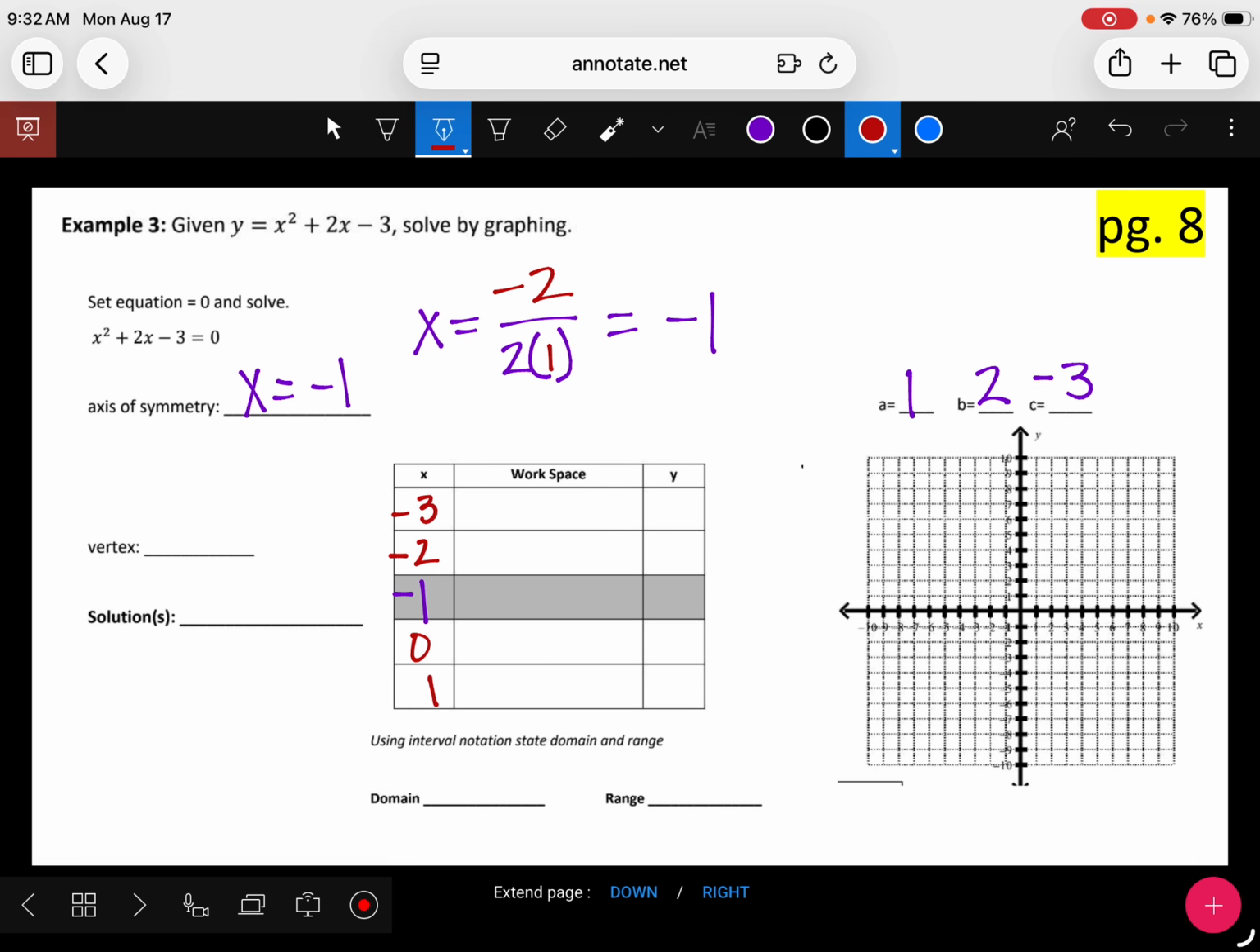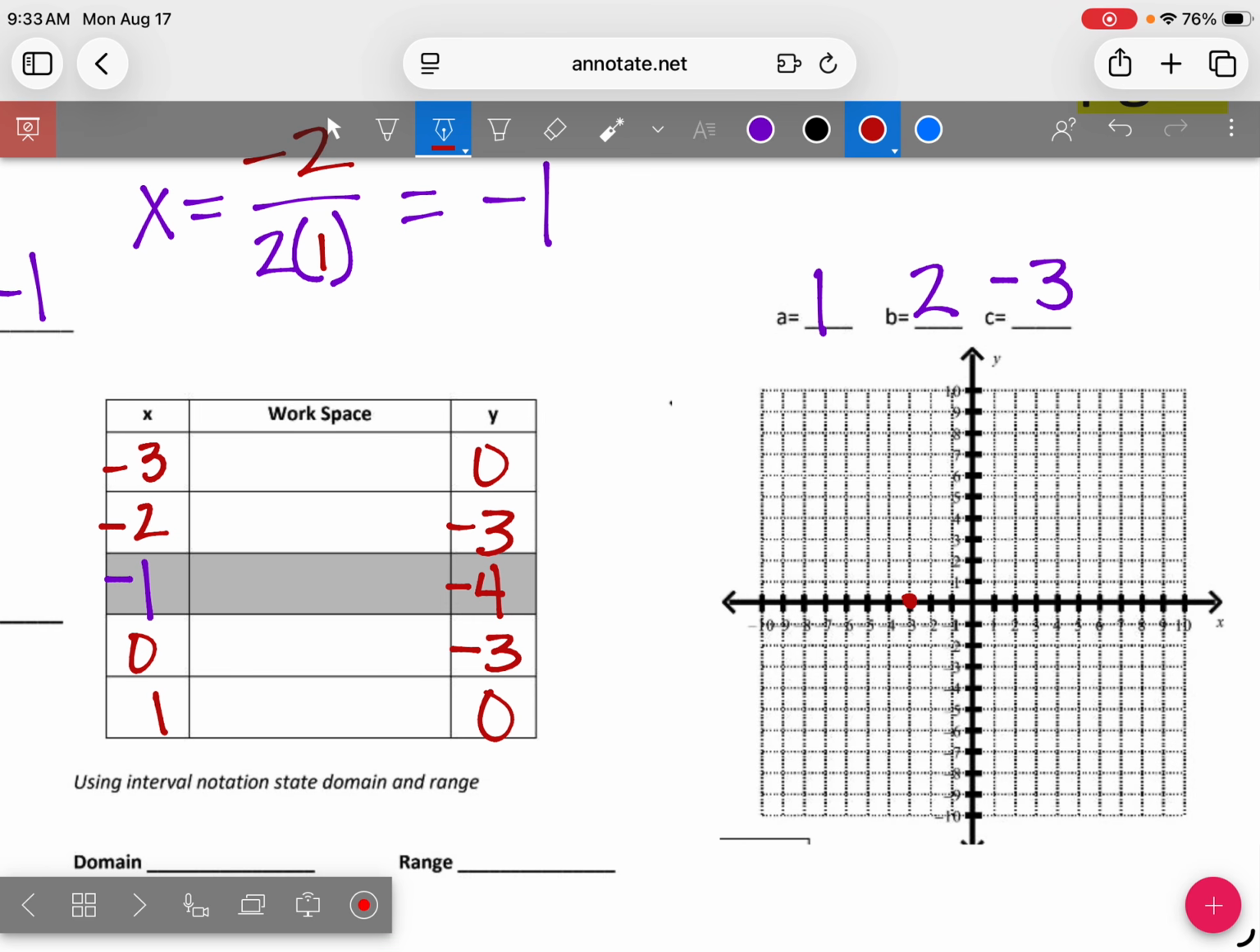All right, so -3. You should have a 0. And then you should have -3 here. And then -4 right here. All right, who had that for their table? Okay, so now we're ready to graph it. That should be my graph.